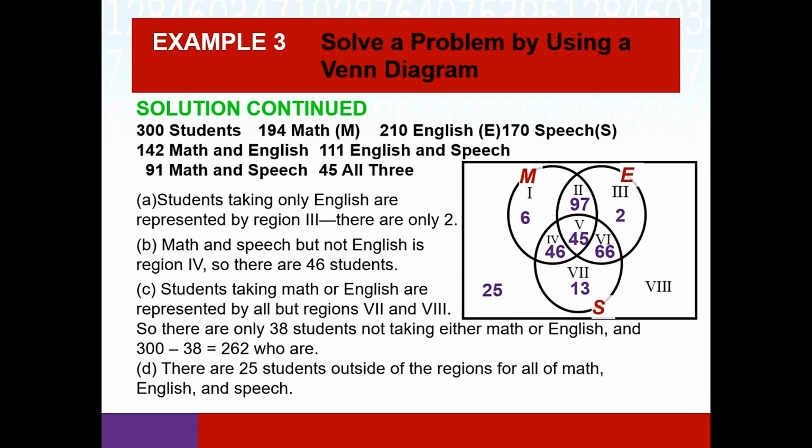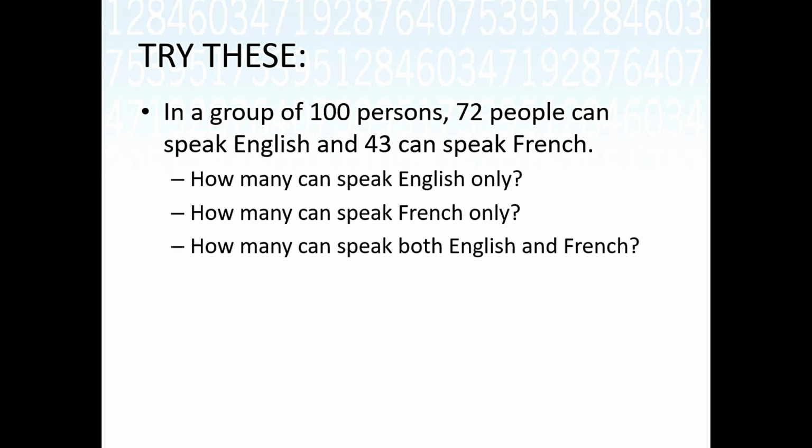So hopefully you have understood this discussion. Now, this is the time that I will be giving you your exercises. So let me challenge you with this. Try these questions. In a group of 100 persons, 72 people can speak English and 43 can speak French. Question: how many can speak English only? Second question: how many can speak French only? And last question: how many can speak both English and French?